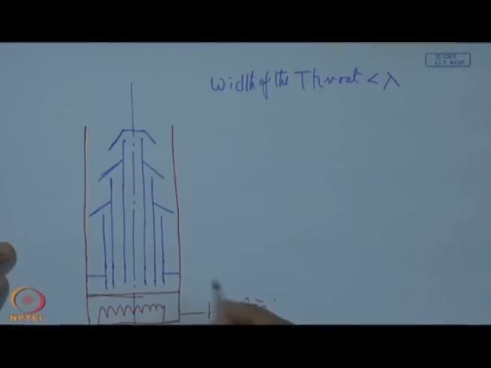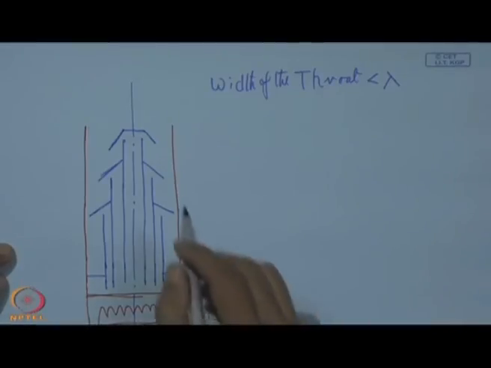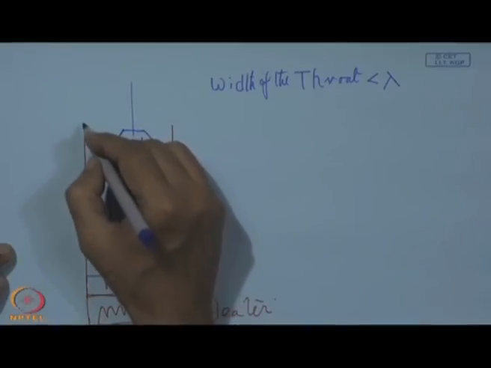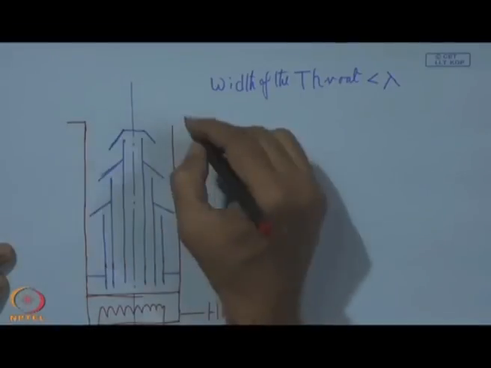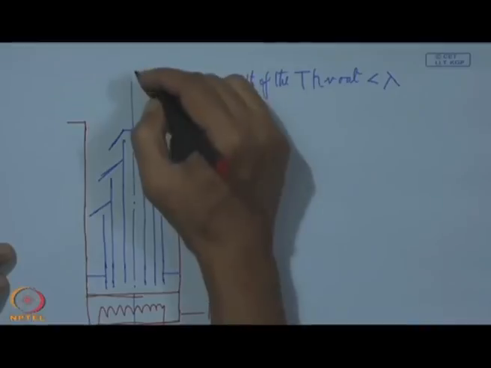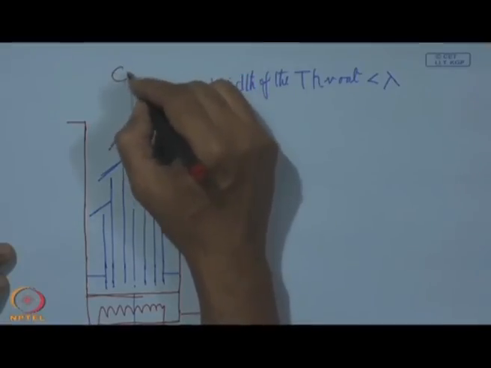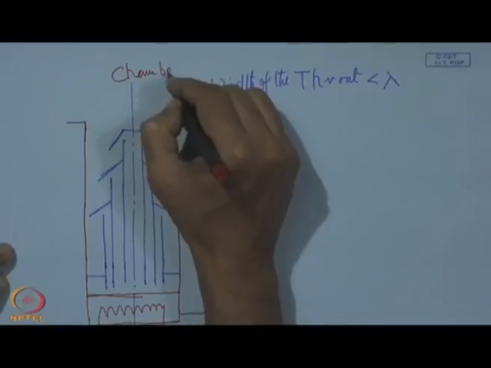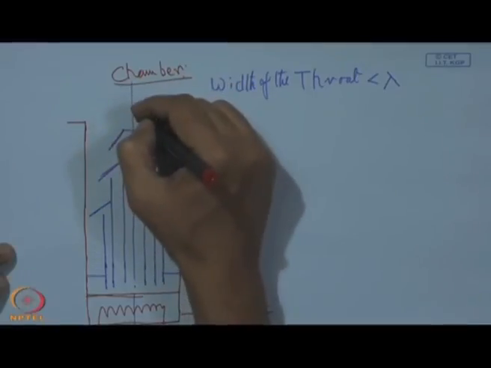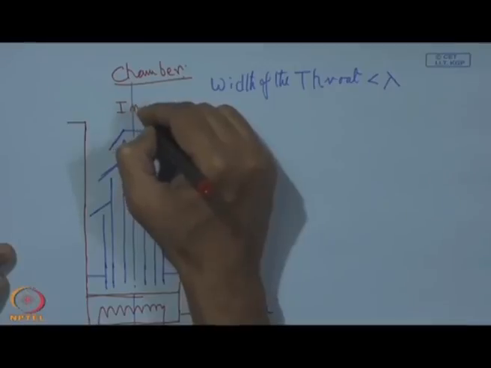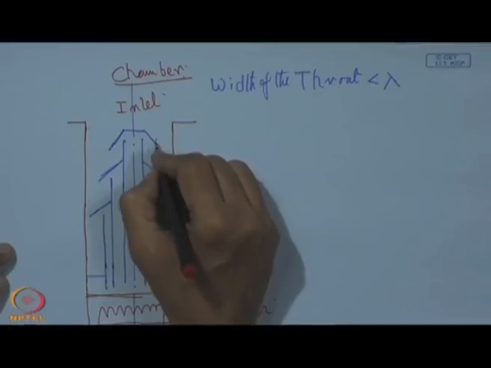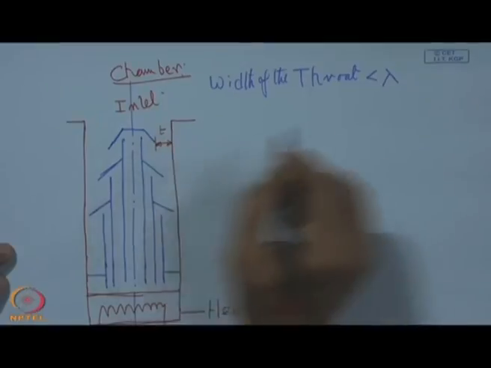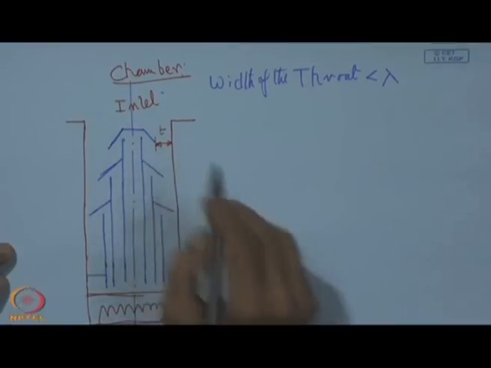This is the oil reserve. Now, what we can see here, what we call the throat, let us put it this way. That is the flange, and on this side we have the chamber that is to be evacuated. This is actually the inlet side. And this is the throat area. So, the width of the throat means this gap.